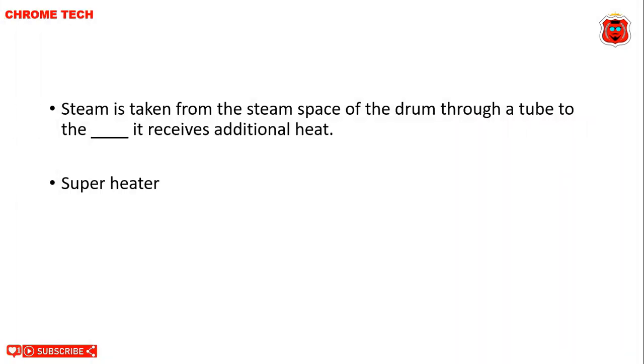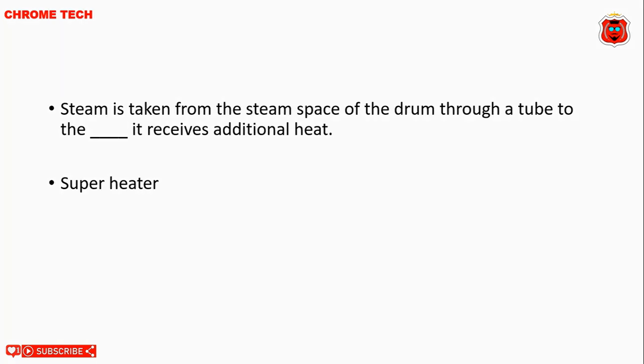Steam is taken from the steam space of the drum through a tube to the ____. It receives additional heat. Superheater is the correct answer. Steam is taken from the steam space of the drum through a tube to the superheater, where it receives additional heat.